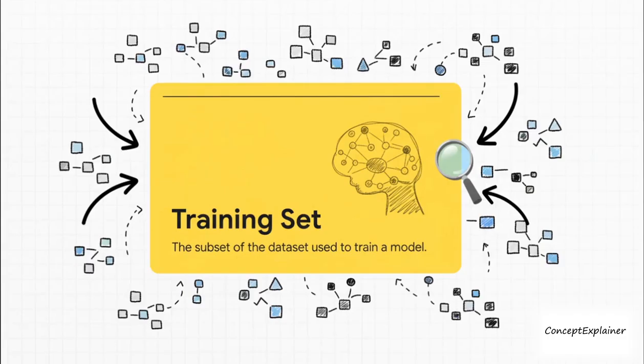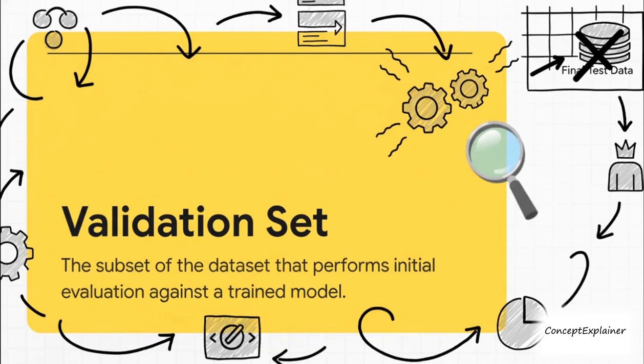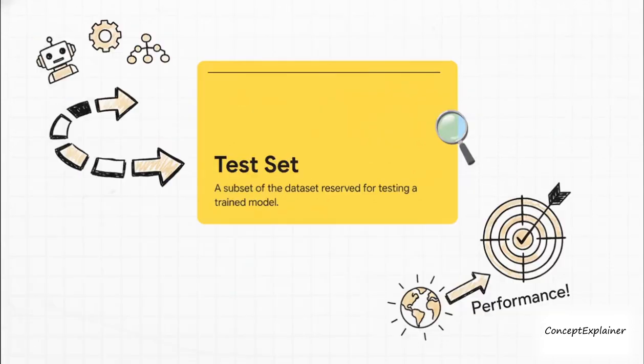So let's just make these official. First up, the training set. Simple enough, right? This is the chunk of data we use to actually train the model. It's the classroom. Next is the validation set. This is our practice test. We use the feedback from this set to tweak and tune the model, trying to make it better, all without letting it see the final exam questions. And that brings us to the test set. This is the pristine, untouched data that the model has never seen before. It's the final exam that gives us a real, unbiased grade on how well our model is actually going to perform out in the wild.